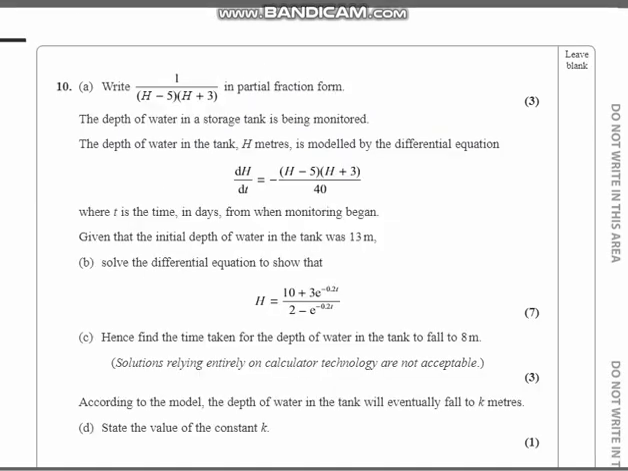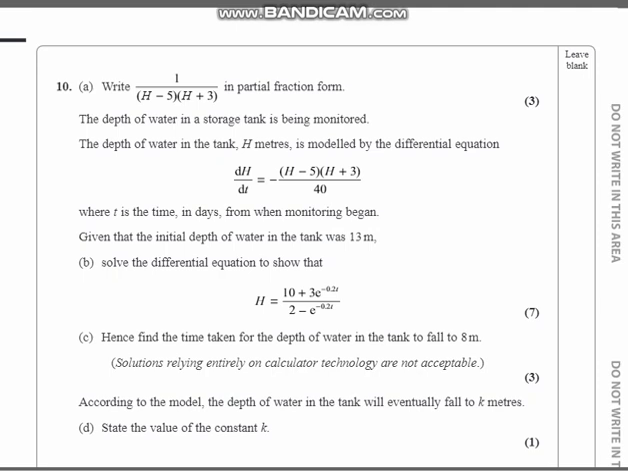The depth of the water in a storage tank is being monitored. The depth of water in the tank, h meters, is modeled by the differential equation dh upon dt equal to minus (h minus 5)(h plus 3) upon 40, where t is time in days from when monitoring began. Given that the initial depth of the water in the tank was 13 meters, the B part is: solve the differential equation to show that h is equal to 10 plus 3e to the power minus 0.2t upon 2 minus e to the power minus 0.2t.